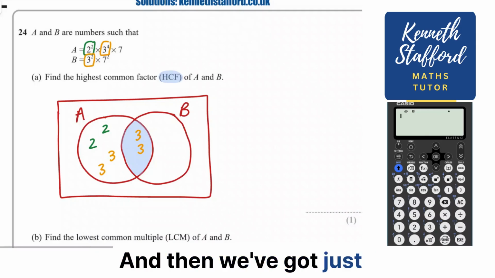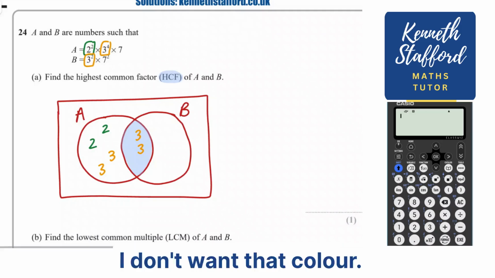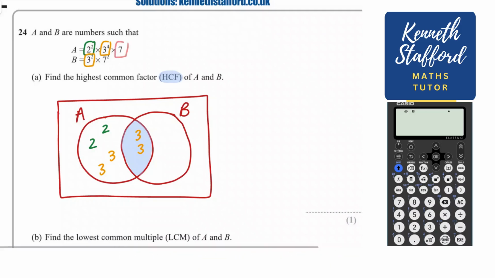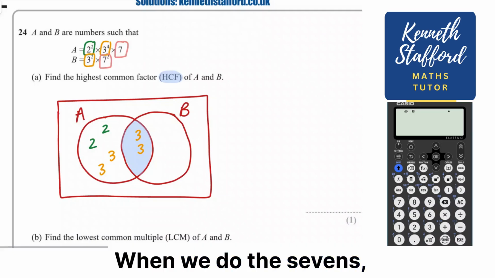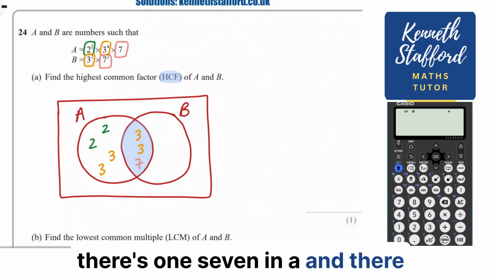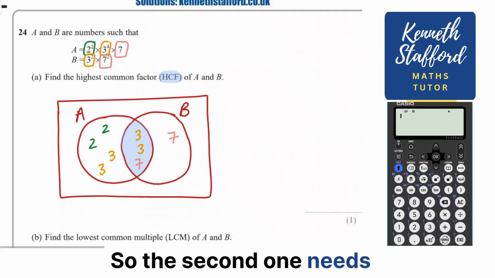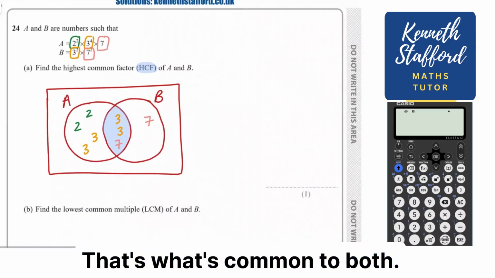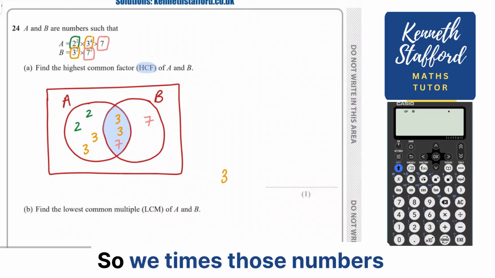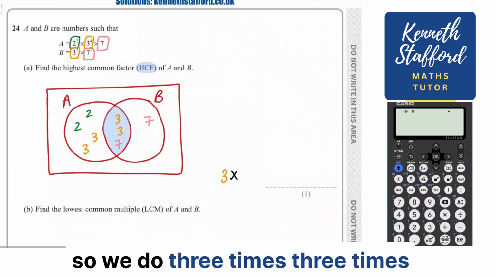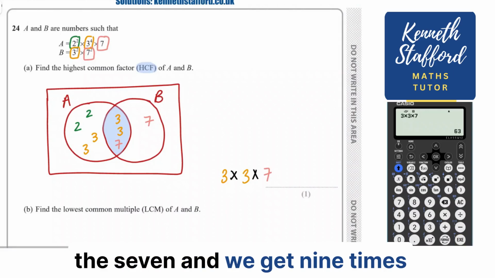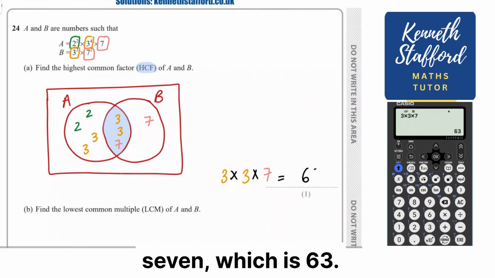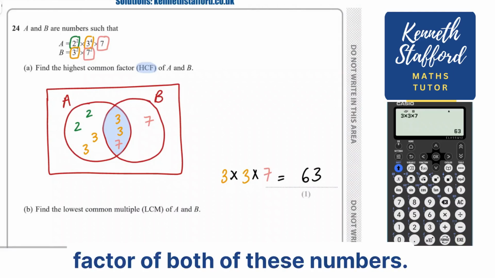And then we've got, just pick a nice colour. Actually, I don't want that colour. Let's go with pink. When we do the 7's, there's 1 7 in A and there are 2 7's in B. So the second one needs to go over there. And I've already highlighted the middle. That's what's common to both. That's the highest common factor. So we times those numbers together. So we do 3 times 3 times the 7, and we get 9 times 7, which is 63.